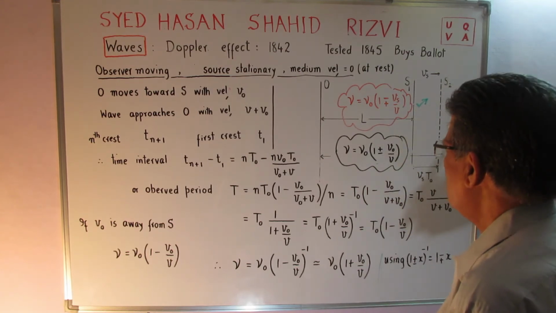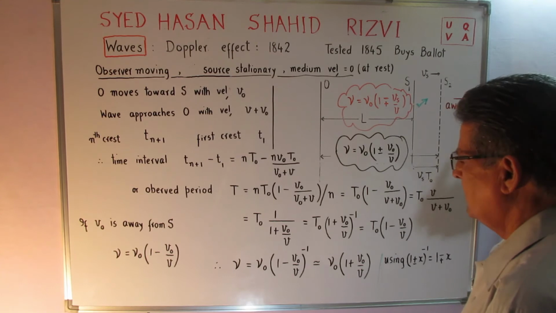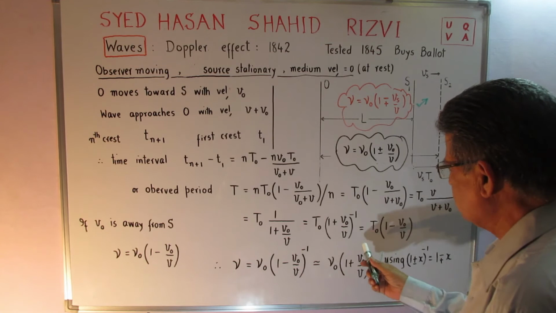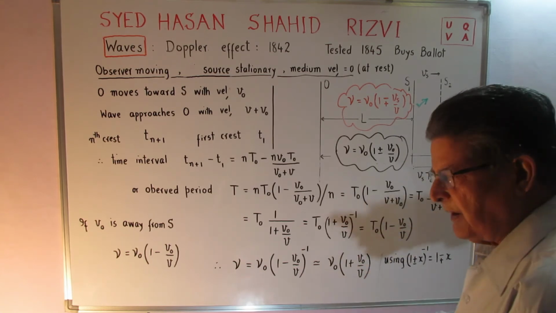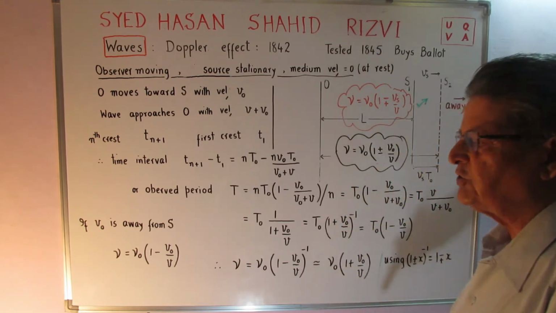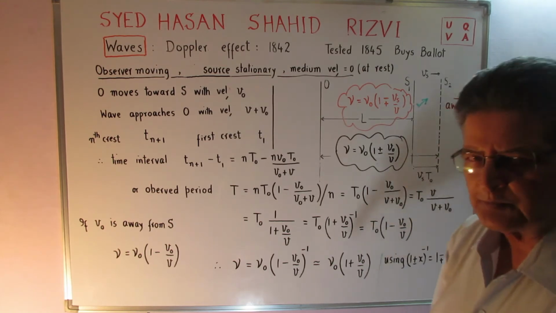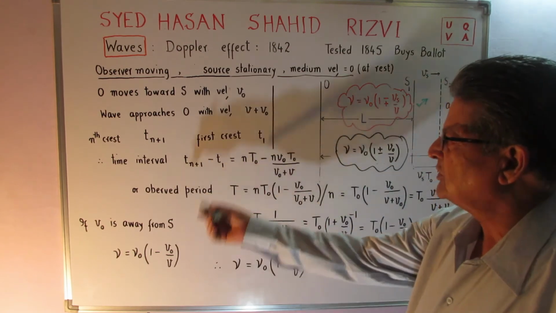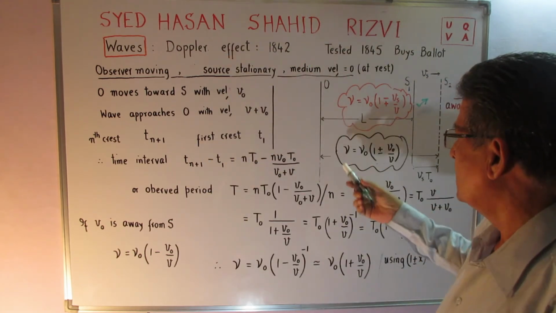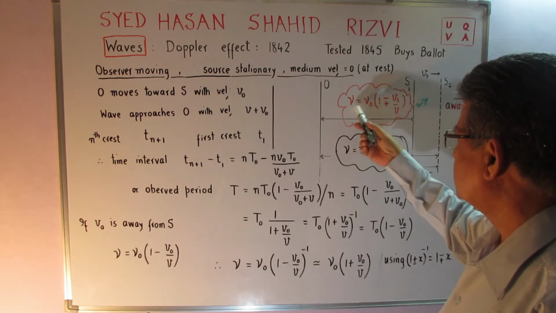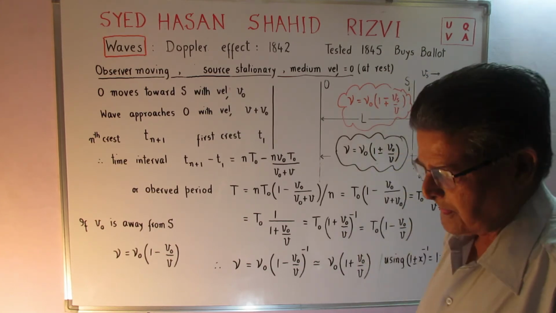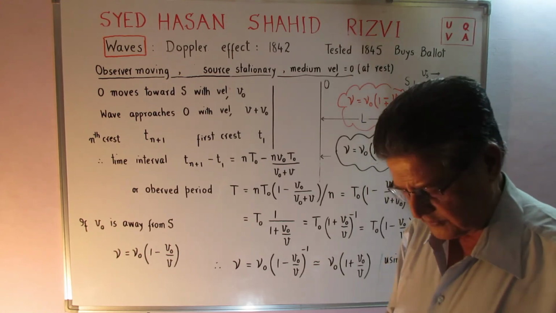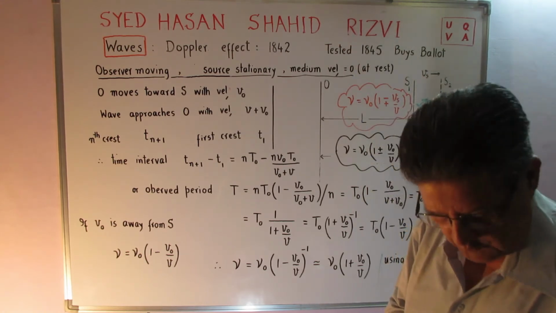Okay, now we can see that if the value of v observer is small, then the Doppler shift, that is, the change in the frequency, the observed frequency minus the original frequency, will be almost the same as in the other case where we established that it is like this. Next, we take the case when the observer and the source both are moving.